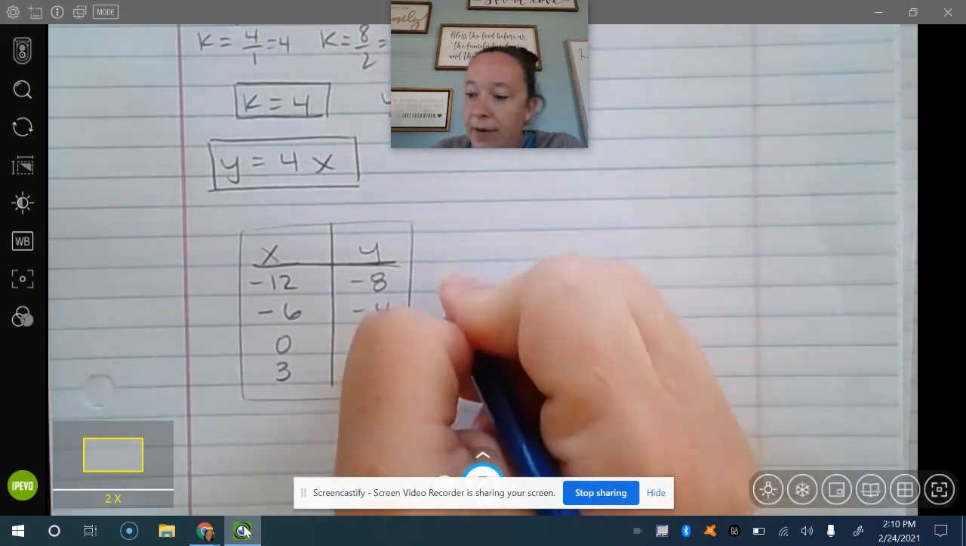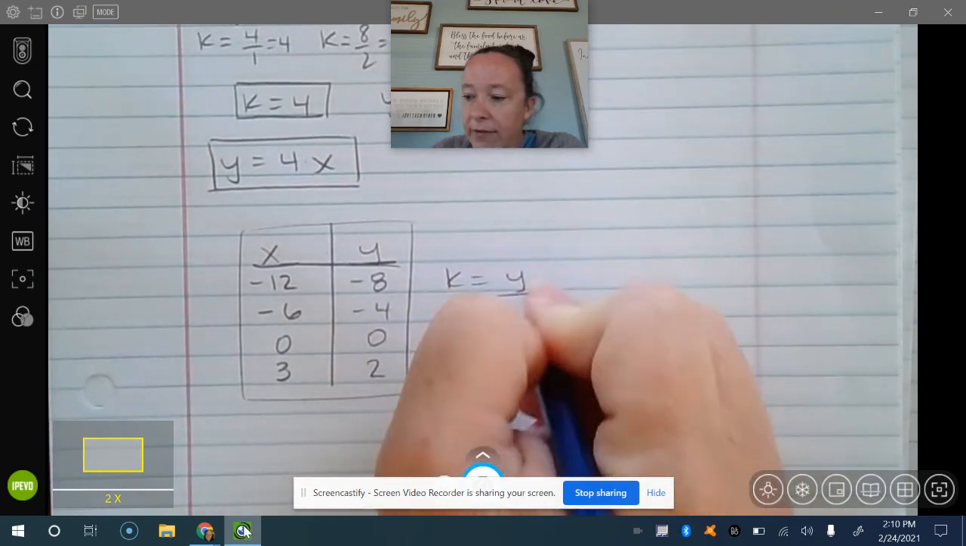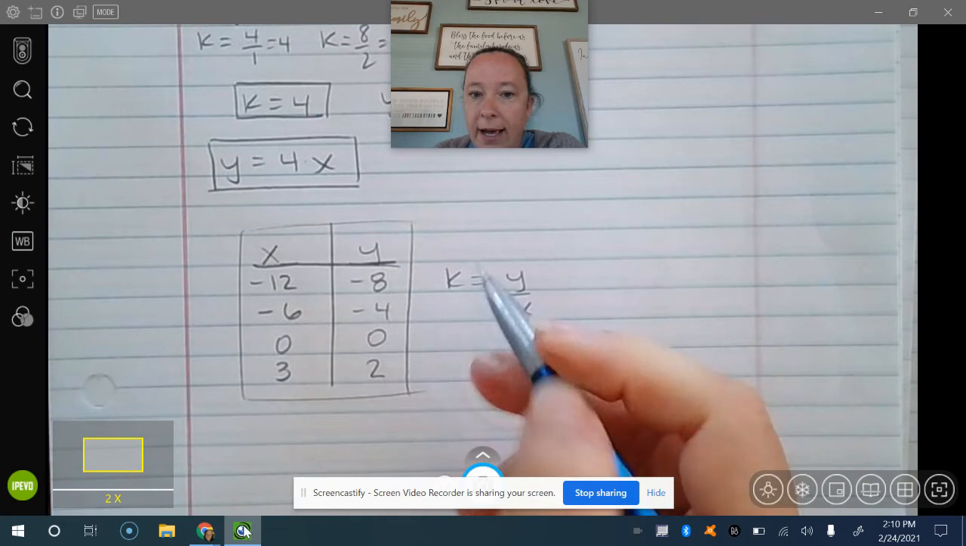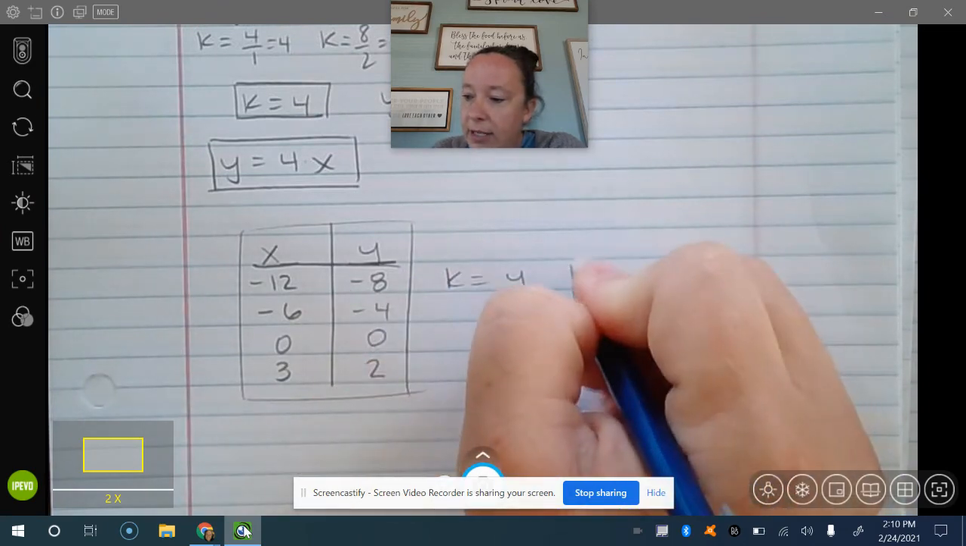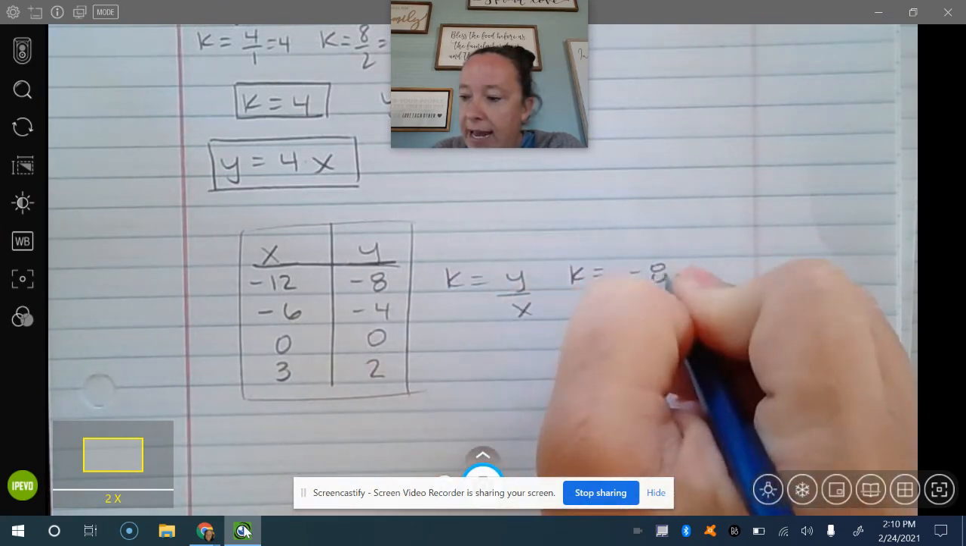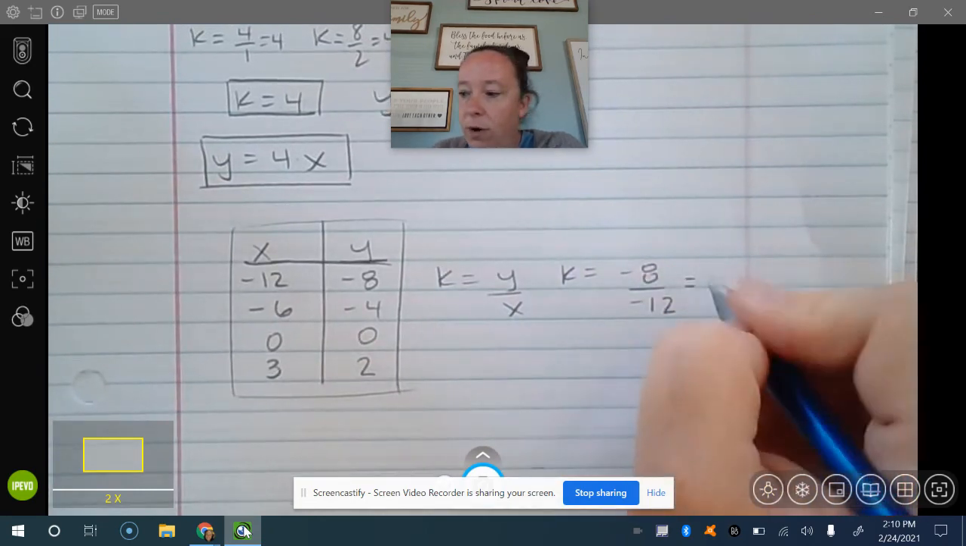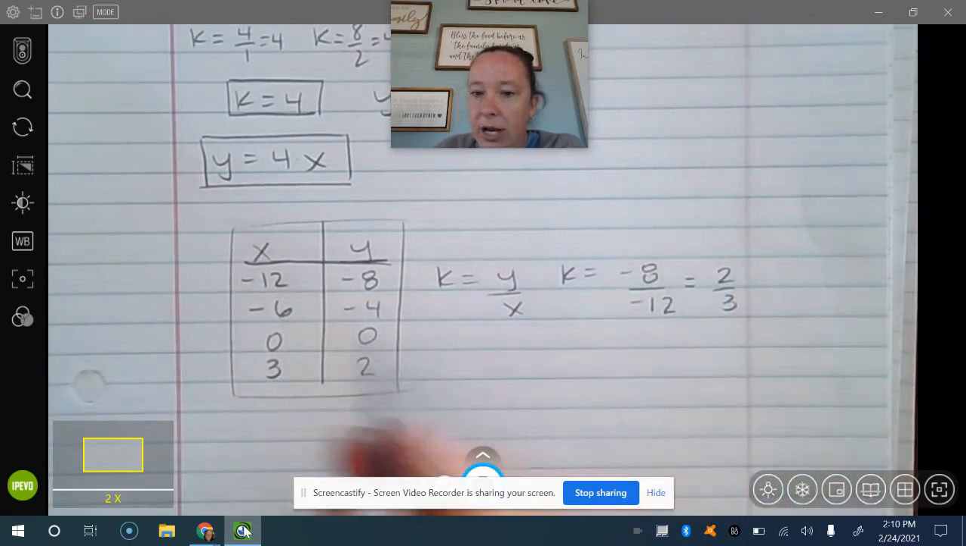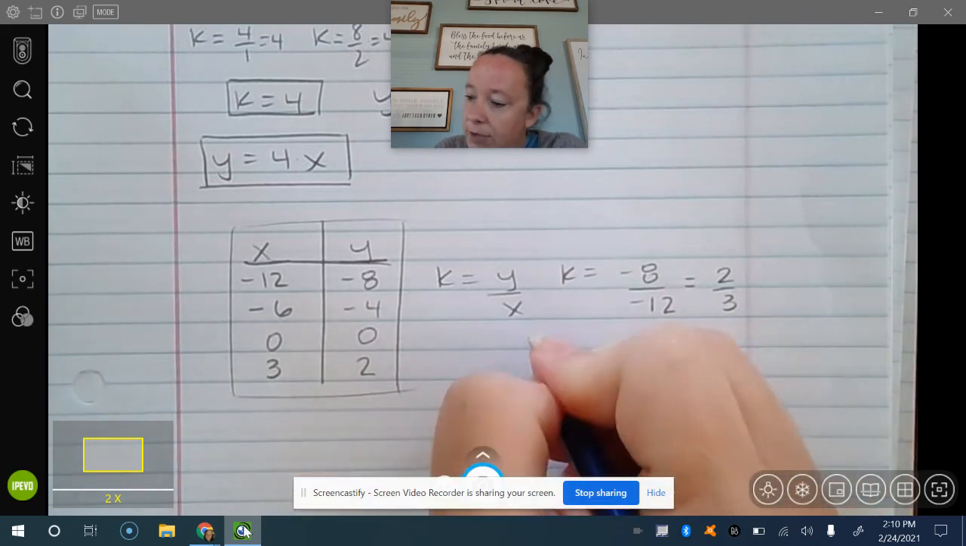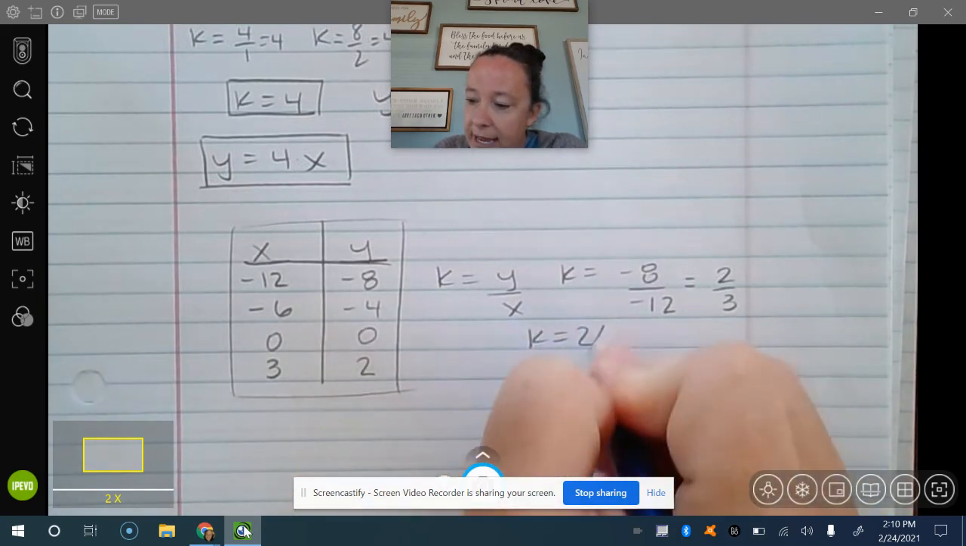So remember, we're in direct variation. So the constant equals y over x. And you can just pick. I'm just going to use this first one. So the constant would equal negative 8 over negative 12. And I'm going to reduce that. The negatives would go away. Divide by 4. You get k is 2/3. The constant is 2/3. So to answer the first question, k is 2/3.